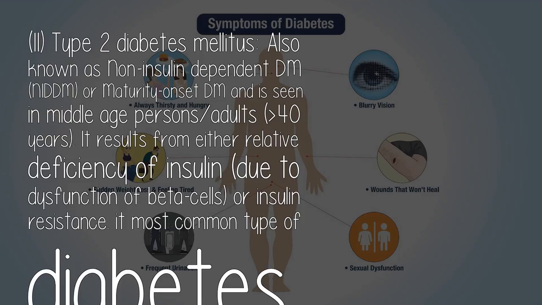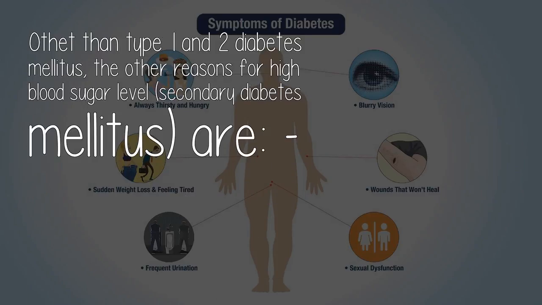Type 2 diabetes mellitus, also known as non-insulin dependent DM, NIDDM, or maturity onset DM, is seen in middle-aged persons and adults greater than 40 years. It results from either relative deficiency of insulin, due to dysfunction of beta cells, or insulin resistance. It is the most common type of diabetes.